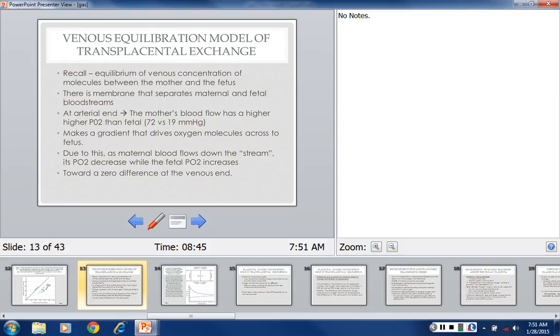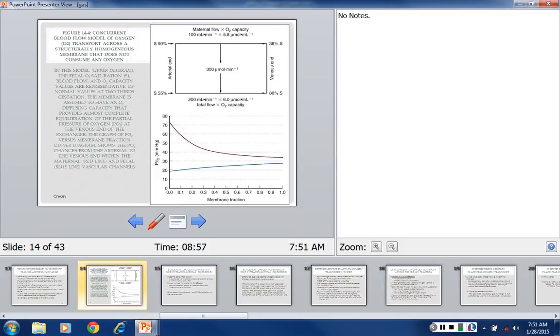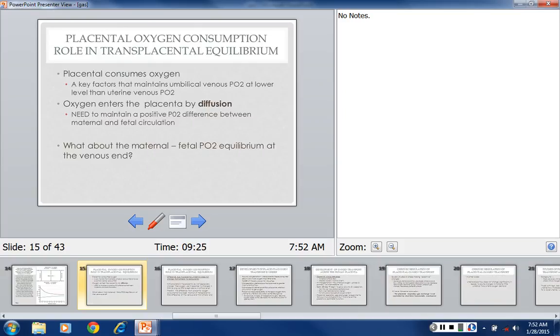And this drives this gradient across. And basically by the venous end, you want to get to a 0% difference. It's never completely 0, but that's what you're working for. Again, another picture. This chapter in Creasy has great ones if you're visual. So basically, you start at this end, the blood flow is going the same direction for fetus versus maternal, and everything equilibrates at the end. There's a big difference in the PO2 at first and much less toward the end, and the saturation becomes different because the mom is giving more to the baby.